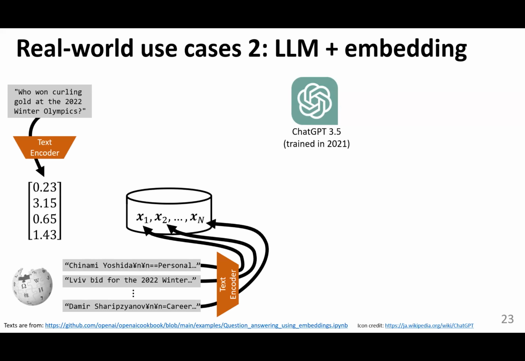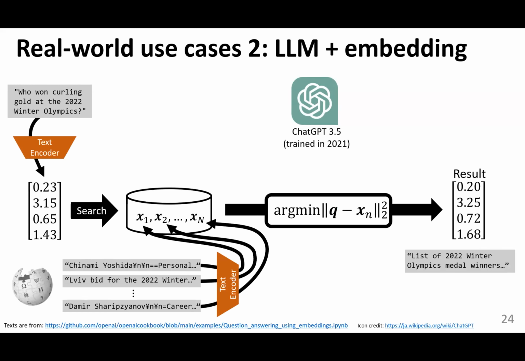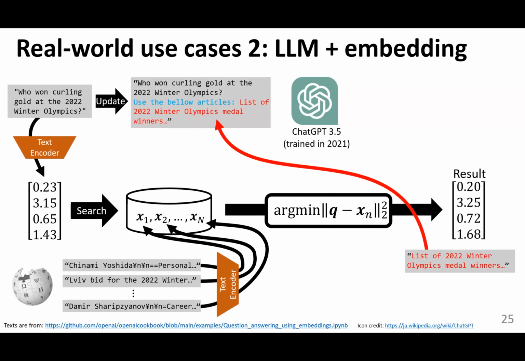Then what should we do? We extract a feature vector for the query text as well. Then we run search, and we can get a result. In this case, we get a list of 2022 Winter Olympic medal winners, and so on. So it's almost the answer. After that, we can update the query sentence like this: use the below articles, and put the retrieved text directly into the question sentence. Then we can ask ChatGPT, and in this case, it works.